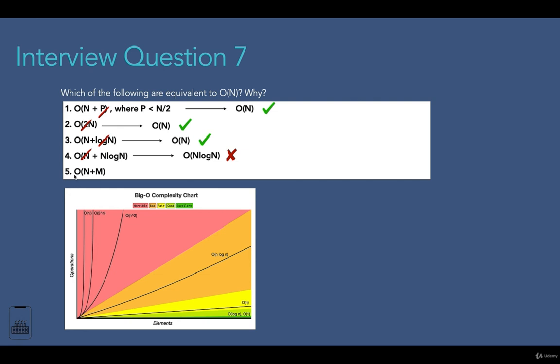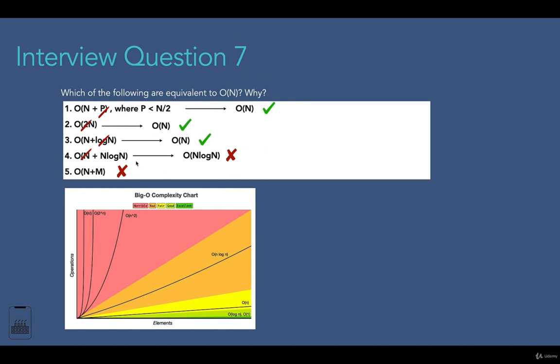Now in the next case we have a tricky one. Many people tend to remove m from here and make it O(n). But it's not correct, because in this case we don't have any relationship between n and m. So we have to keep both variables over here, because we don't know if m is greater than n or n is greater than m. So in this case this is not equivalent to O(n) time complexity.